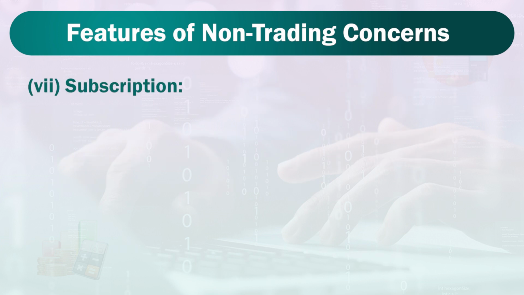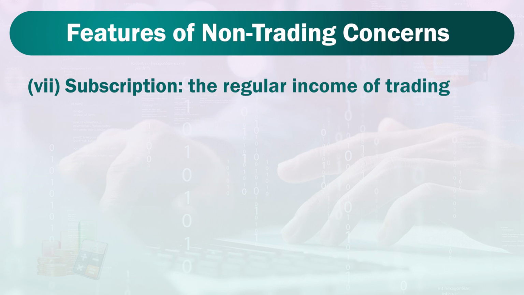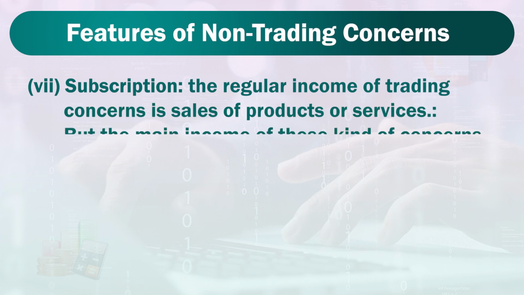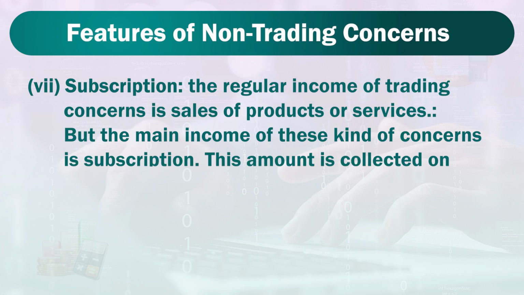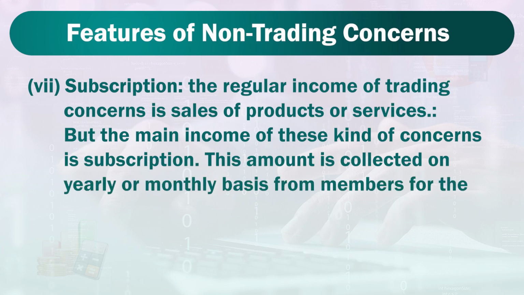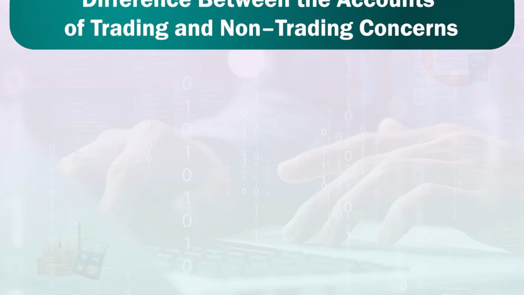Seventh, subscription. The regular income of trading concerns is sales of products or services, but the main income of these kind of concerns is subscription. This amount is collected on yearly or monthly basis from the members. In addition to this, the income is obtained through donation, government aid, income of interest on investments, dividend income, charity, etc.